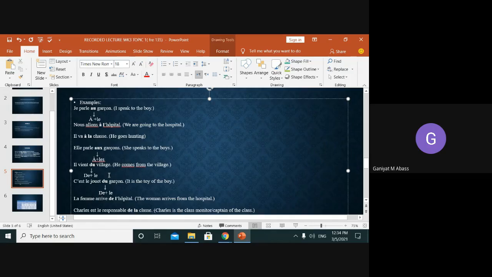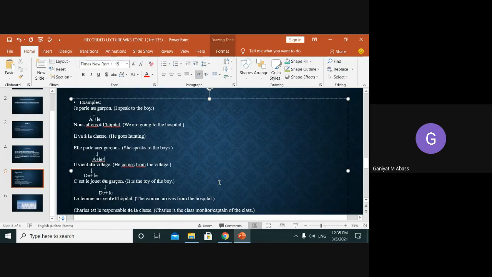Okay, and then you have another example. C'est le jouet du garçon. You can see the arrow under the new preposition that is gotten from the contraction of de plus le. Okay, now the next sentence here is what? La femme arrive de l'hôpital. The woman arrives from the hospital. You can see that de and L apostrophe do not contract totally. So the L apostrophe still remains there, while the de also still remains the same.